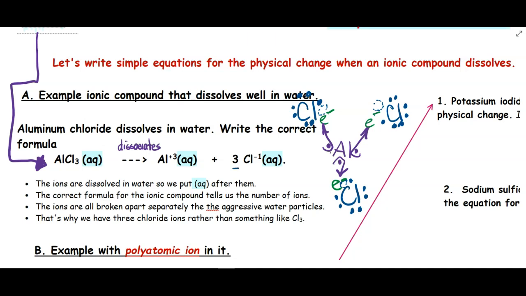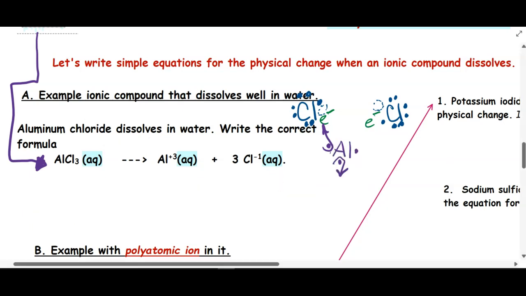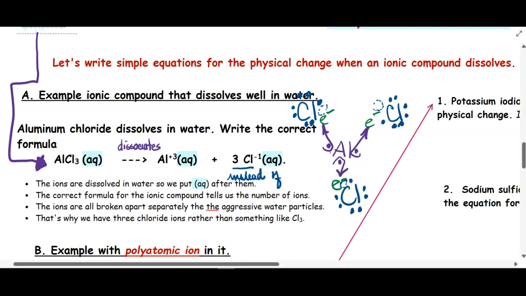Yes, so that's why we put 3 Cl instead of Cl3. Let me fix this. Instead of a Cl3. All right. So remember I said that's the most common mistake people make. So the ions are all broken apart separately by the aggressive water particles. So that's how the crystal is broken apart and all the ions are separated.